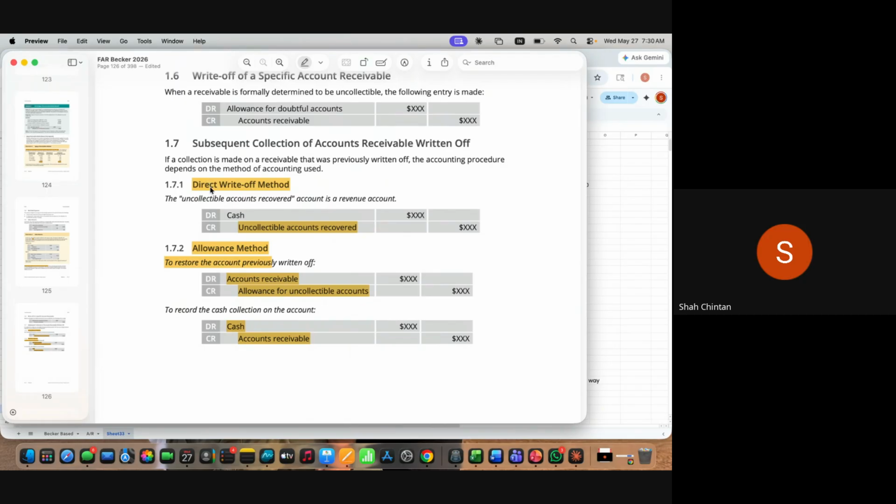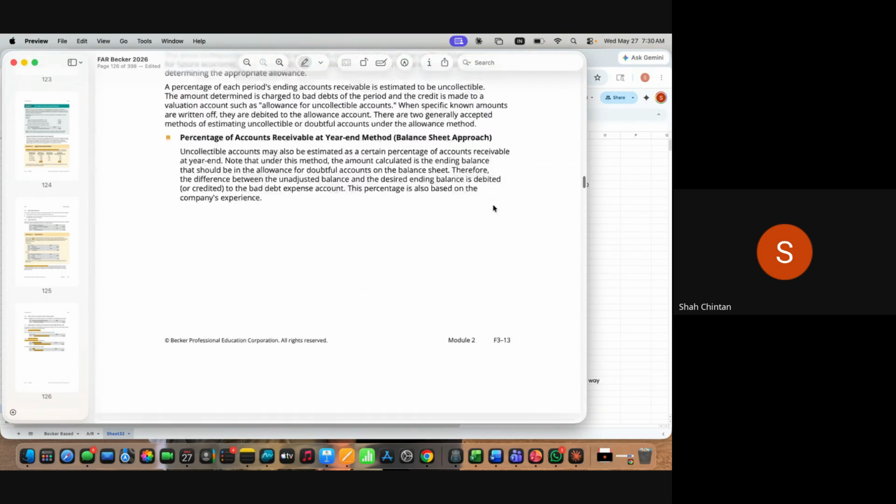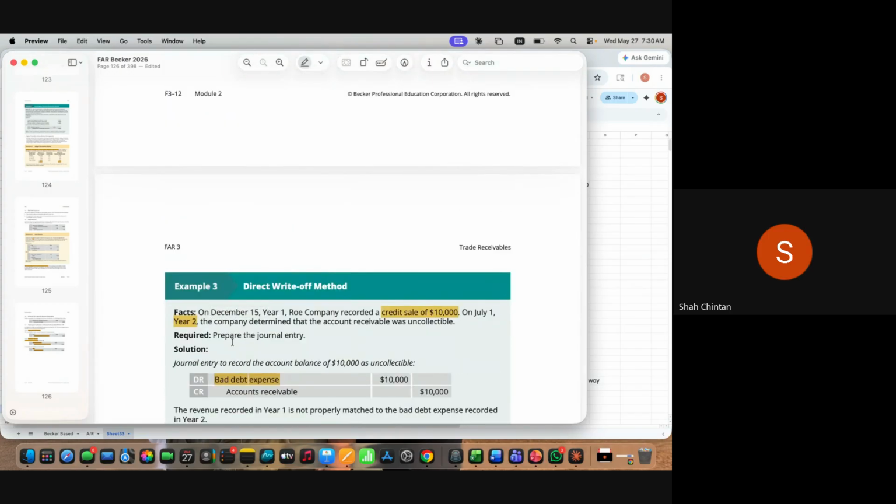अगर आपने डायरेक्ट राइट ऑफ मेथड यूज की है, नॉट अलाउड अंडर द GAAP, बट स्टिल अगर आपने यूज की है, देन योर एंट्री इज कैश अकाउंट डेबिटेड टू अनकलेक्टेबल अकाउंट्स रिकवर्ड. This uncollectible accounts recovered basically reverses the bad debt expense which you have recorded initially. So if you see the direct write off method, आप एंट्री करते हो bad debt expense account debit to accounts receivable. अगर आपको पैसा सब्सिक्वेंटली मिलता है, then your entry is cash account debited to bad debt expense account.